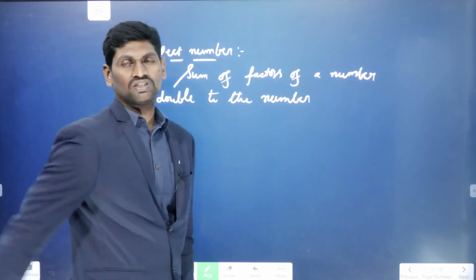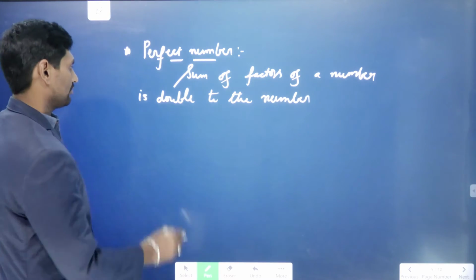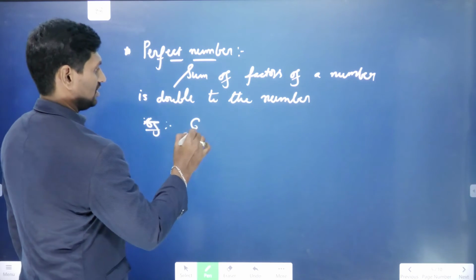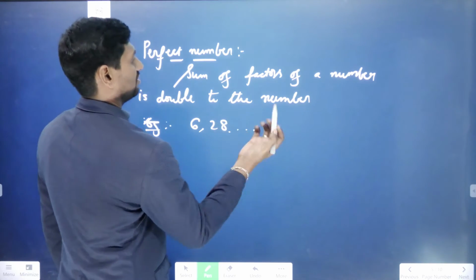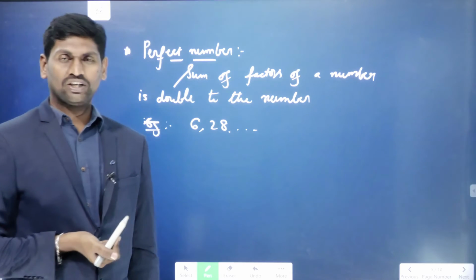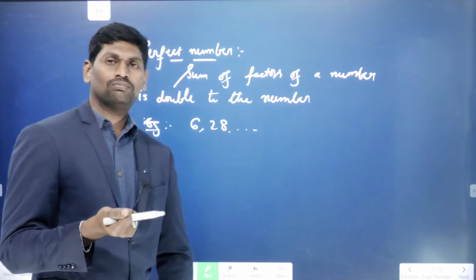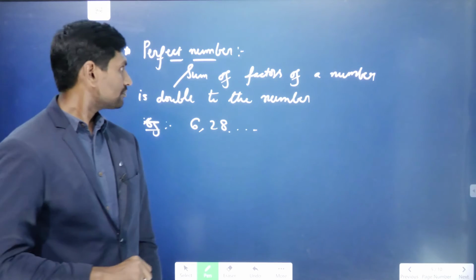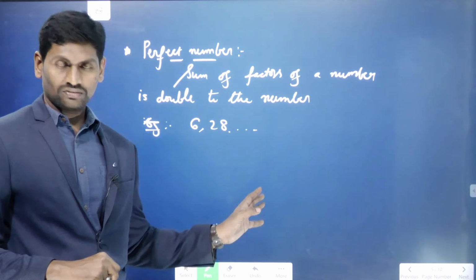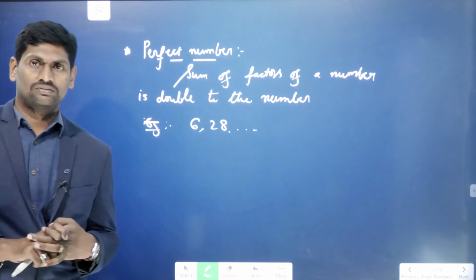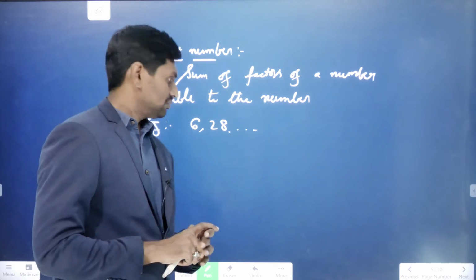So this type of number is called, sorry, perfect numbers. For example 6, 28, some other numbers will also be there. You find them out. Perfect number, composite number completed today. Still, what we discussed? Prime, composite, twin primes, co-primes. Okay?